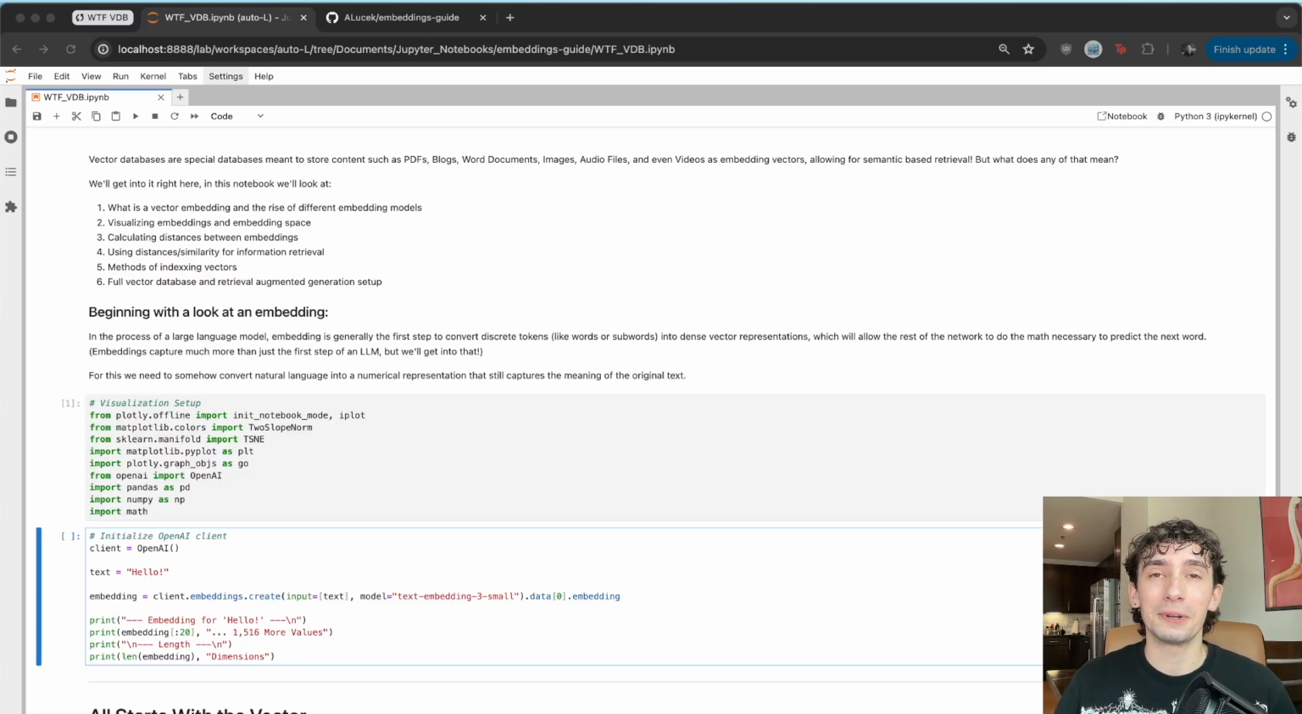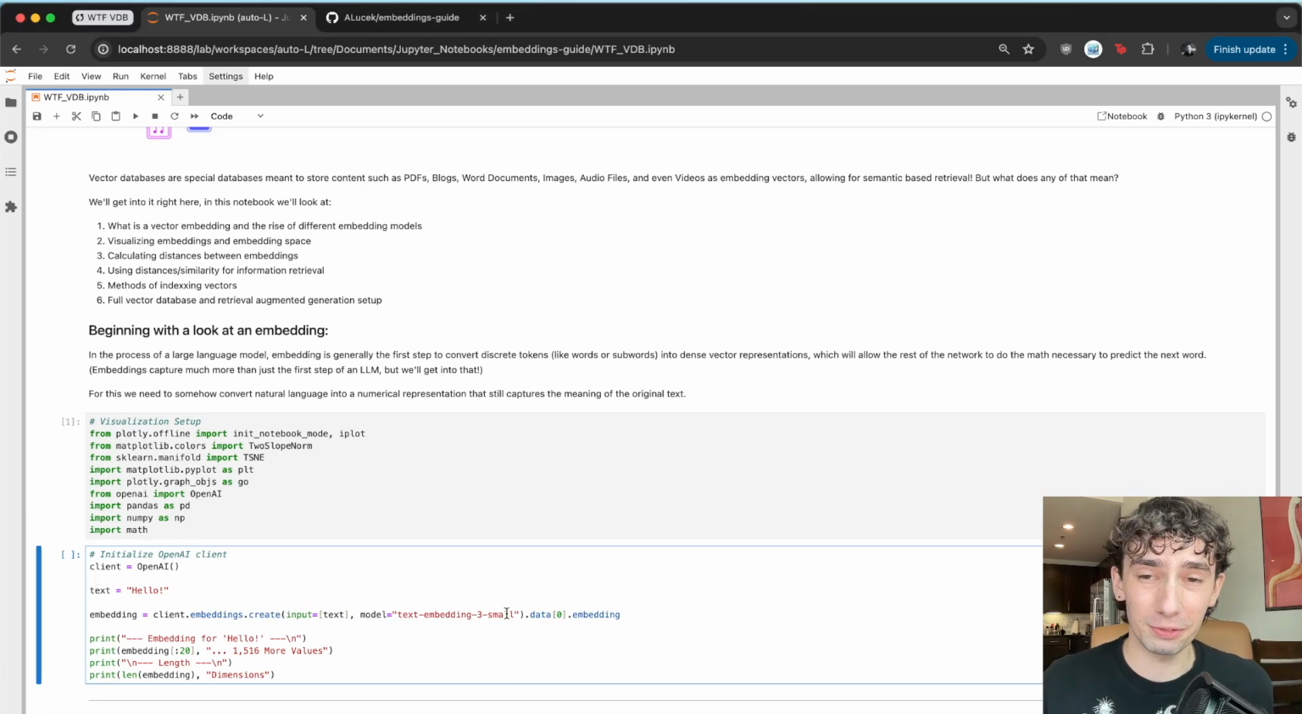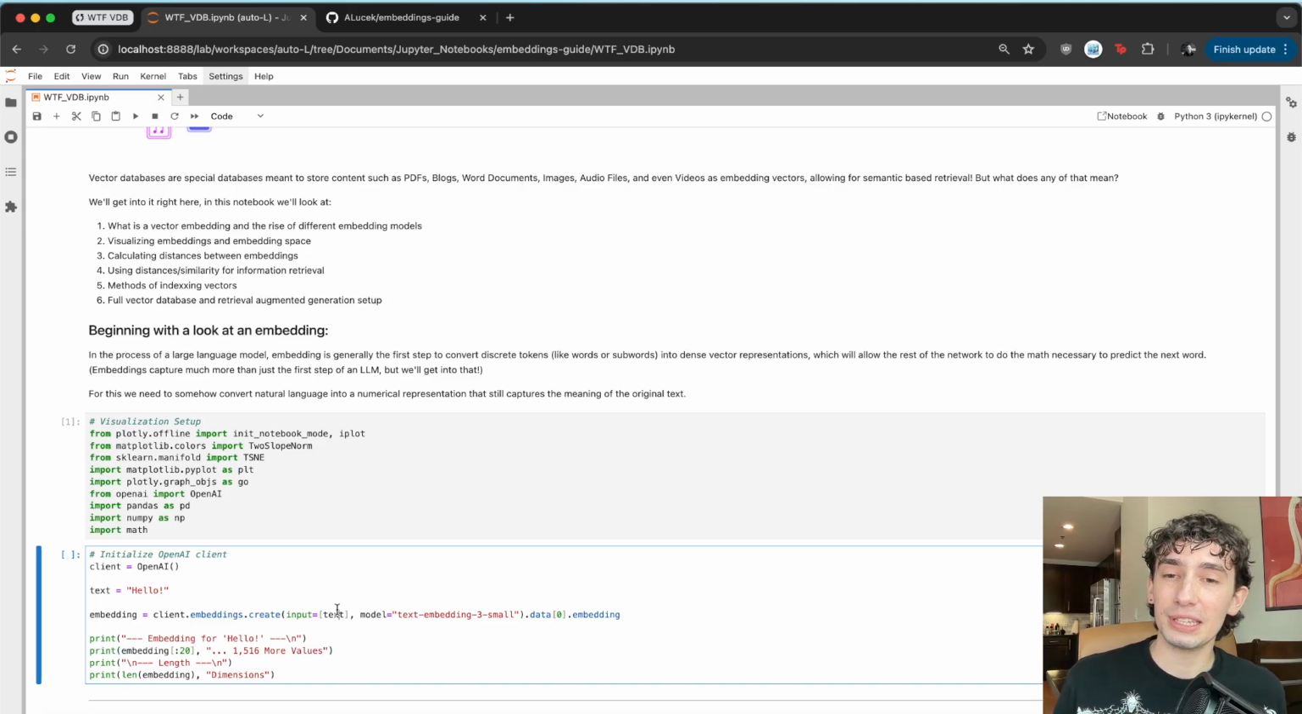And so the first step really is understanding how a piece of content can be converted into some form that can be mathematically manipulated, yet still capture the semantic and contextual meaning of that piece of content. Essentially, some string of numbers that captures the meaning of some words. And so to display a little bit of what I'm actually talking about, I'm going to be using OpenAI's embedding model, Text Embedding 3 Small, to generate an embedding for the word hello.